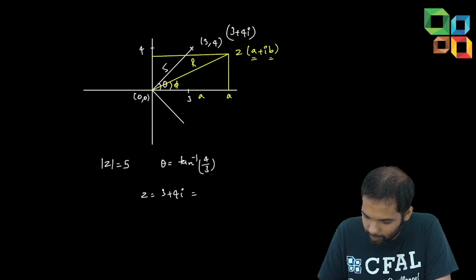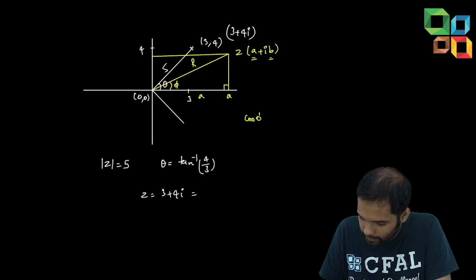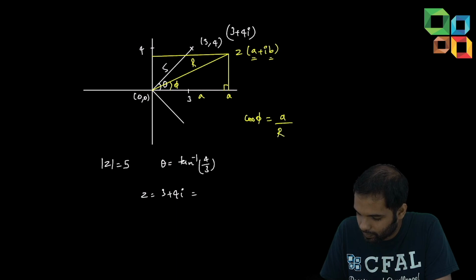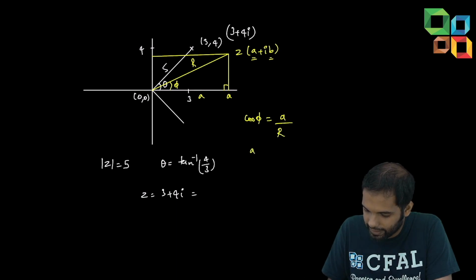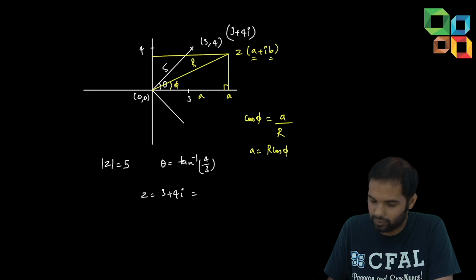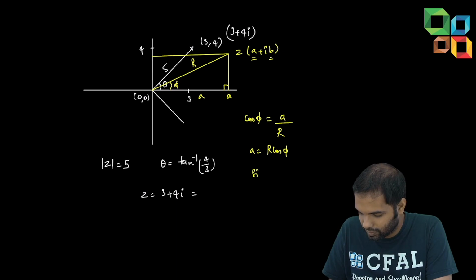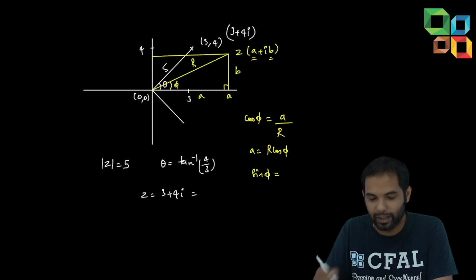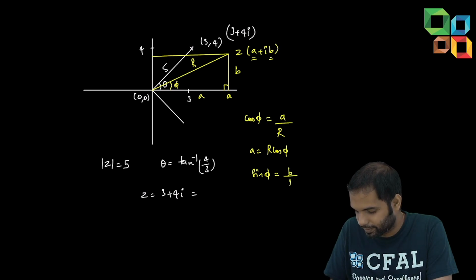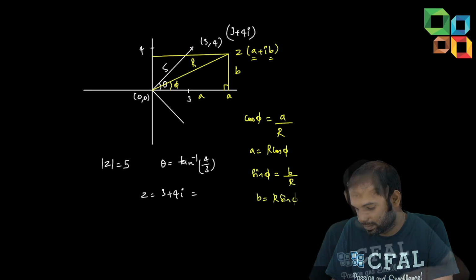Okay. So suppose this is 90 degrees. So what is cos phi? Cos phi is adjacent by hypotenuse, so A by R. So can you see that we got what is A? A is nothing but R into cos phi. Similarly, you can guess if you take sine phi in this case, you'll get this is B, right? Opposite by hypotenuse. So B by R, or B is nothing but R sine phi.